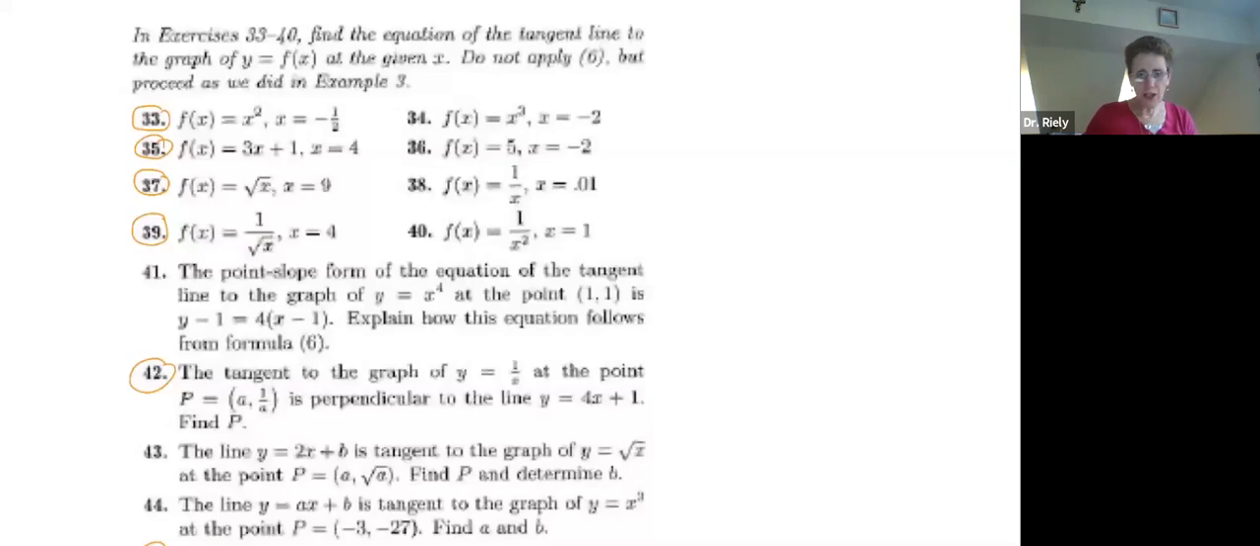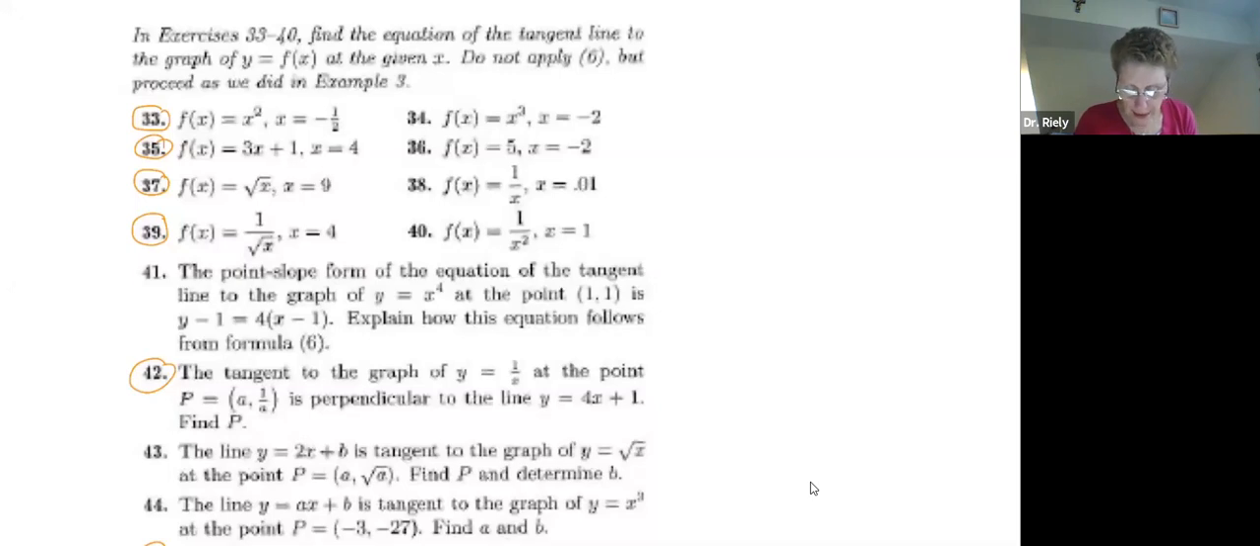And again, just listen to what you want to listen to. See if you can help work out your own difficulties. Okay, so I'm going to share my screen. Okay, so here we are. I circled the problems that we're going to work on.